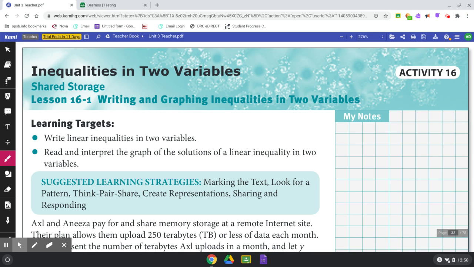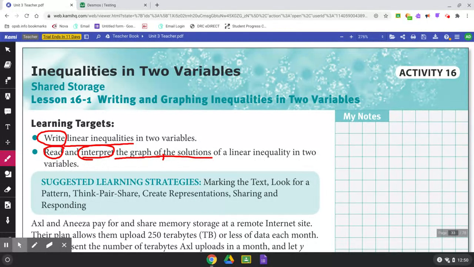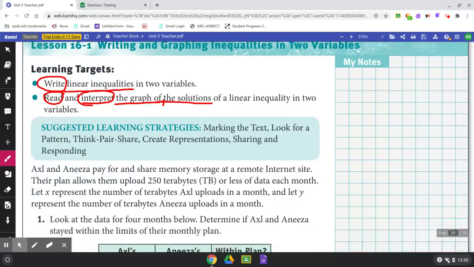Okay, y'all, so today we're going to discuss lesson 16-1, writing and graphing inequalities in two variables. Our learning targets: we're going to write linear inequalities in two variables. We're going to read and interpret the graph of the solutions of a linear inequality in two variables.